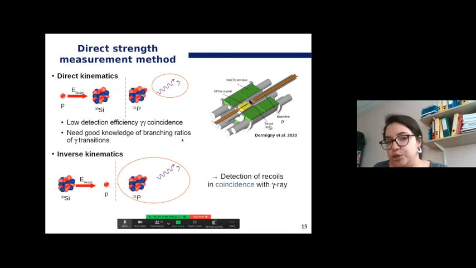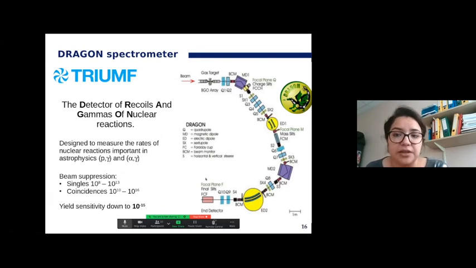That's why we chose to perform the measurement in inverse kinematics. So with a heavy nucleus beam, the momentum in the light frame is transferred to the compound nucleus that we shall call the recoils, and thus it can be detected in coincidence with the gamma rays emitted. More generally, inverse kinematics offer the possibility to use radioactive beams and gaseous targets, for example. We only need to separate the recoils from the unreacted beam particles. DRAGON was specifically designed for this purpose.